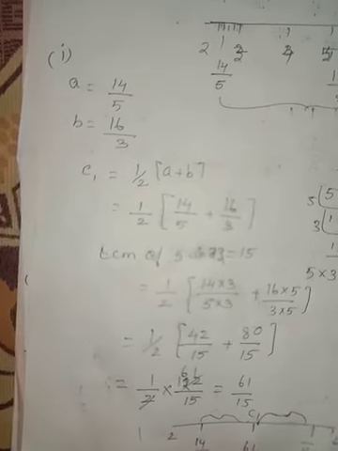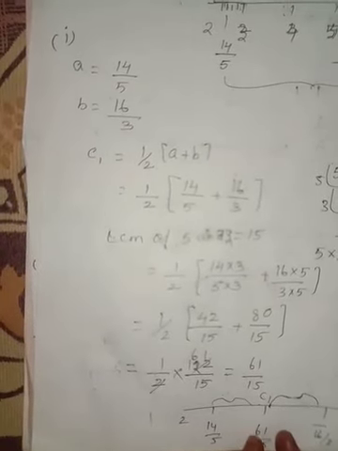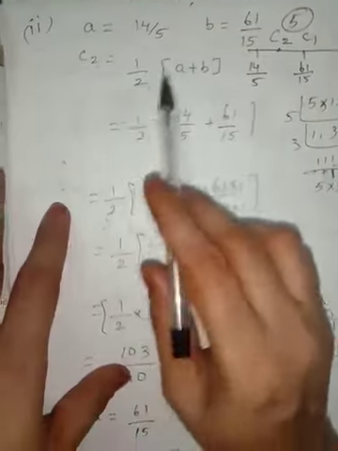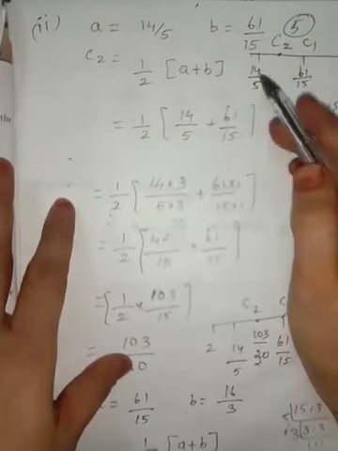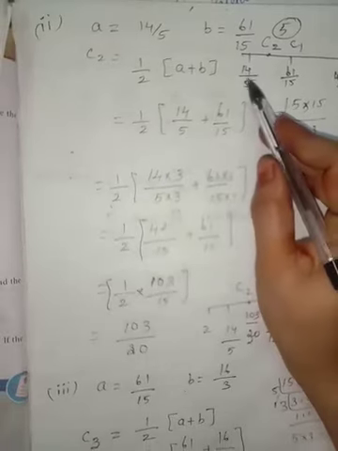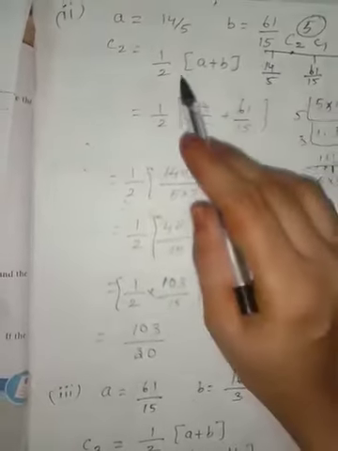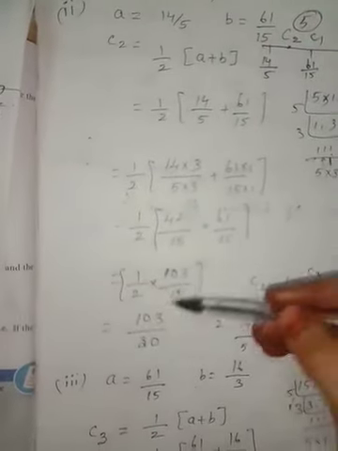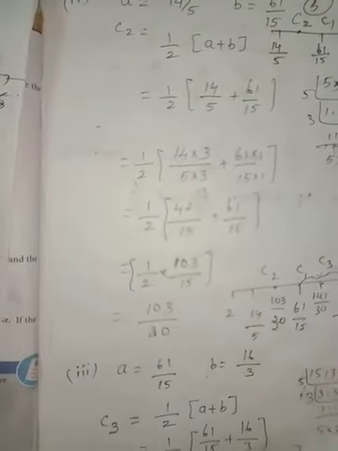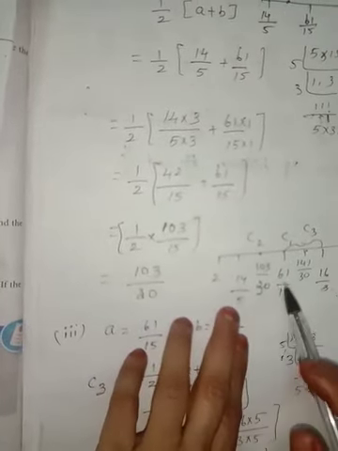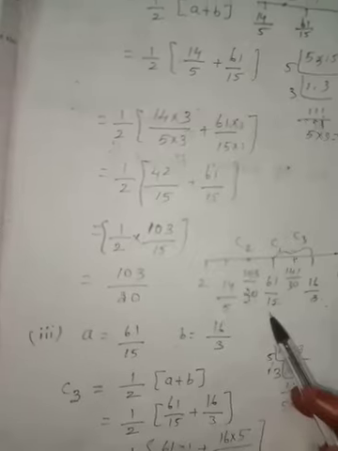Next we take 14 by 5 and 61 by 15 to find the second rational number. The second rational number between 14 by 5 and 61 by 15, using this method, we find is 103 by 30. So 103 by 30 lies between 14 by 5 and 16 by 3.